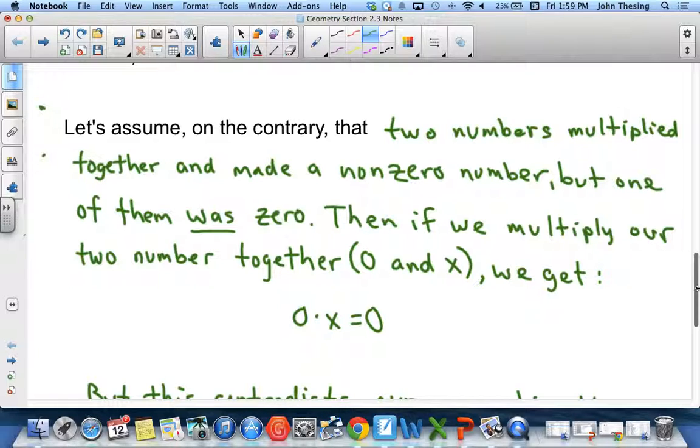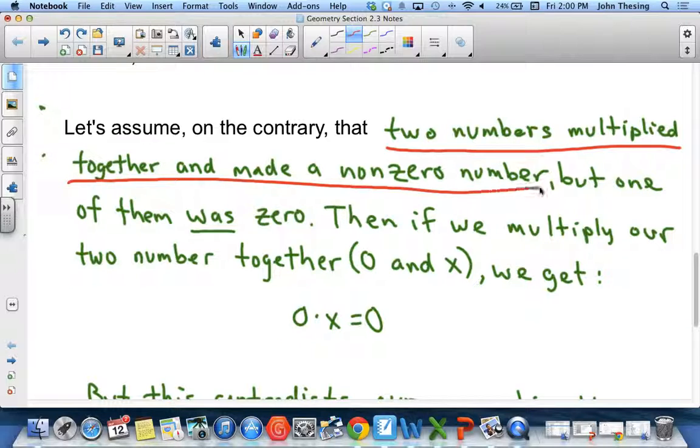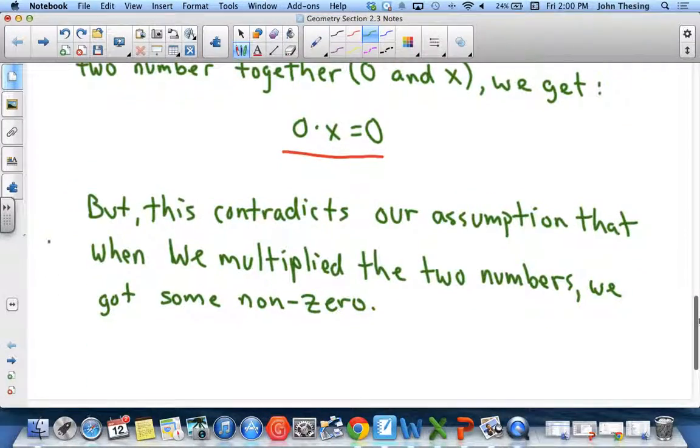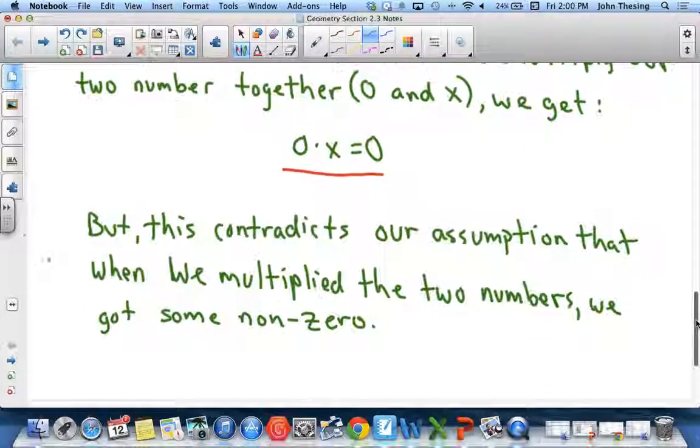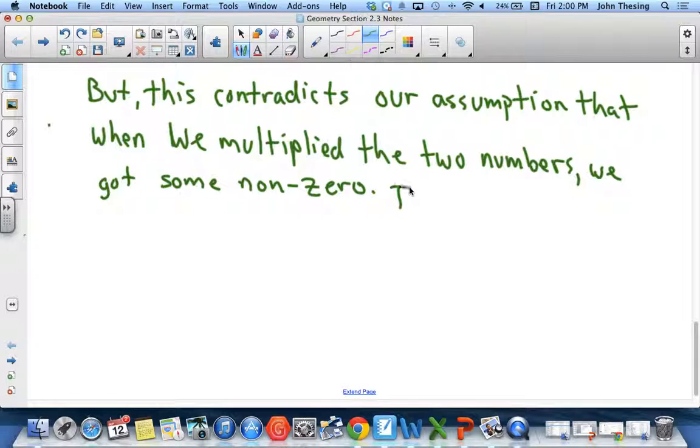What happens then? If we multiply our two numbers together, 0 and x, where x is just another number, it doesn't really matter what it is, you get 0 times x, which is 0. But what's the problem? We assumed that our two numbers multiplied together would make a non-zero number. Did they? No. So this contradicts our assumption right here in the red that when we multiply the two numbers together, we get something non-zero. Therefore, you ready?